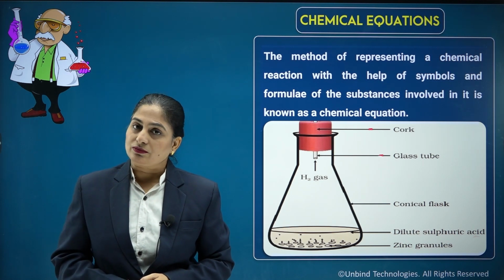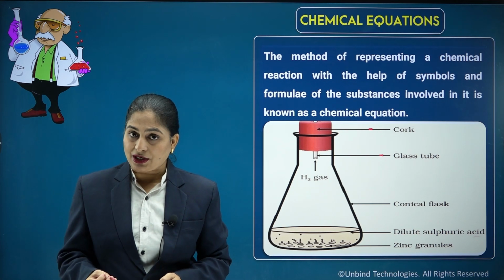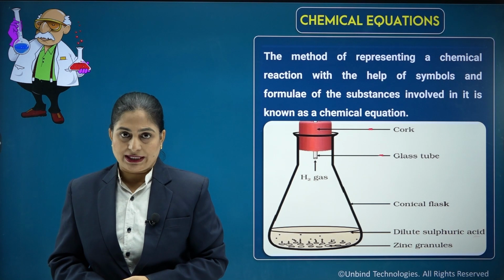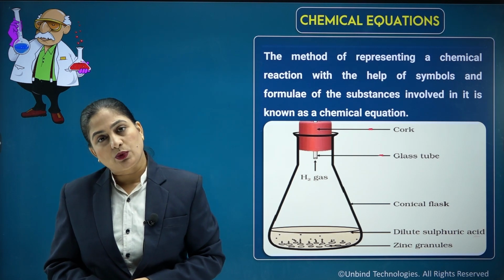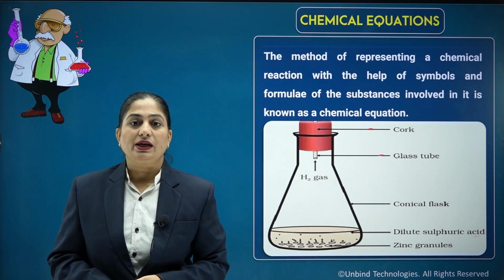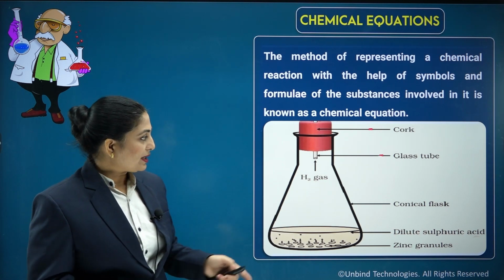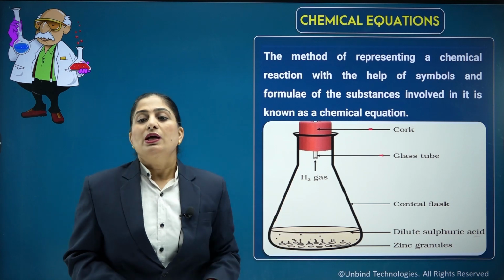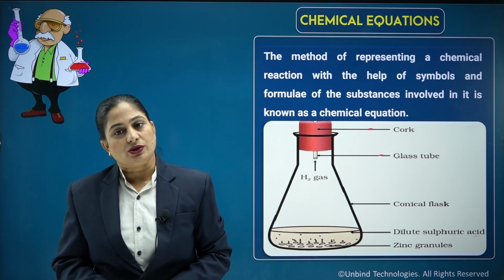a chemical equation. So, when we have any chemical reaction in the form of a word equation, we write it in symbolic representation and finally we get the equation form. We call it a chemical equation. So, we can say that writing any chemical reaction in the form of symbols, in the form of formulas, we call it a chemical equation.